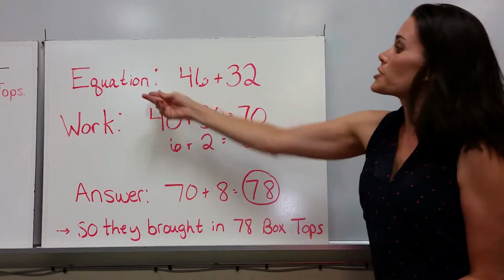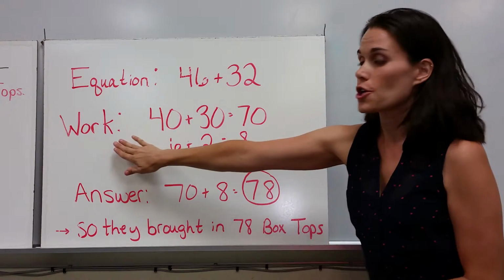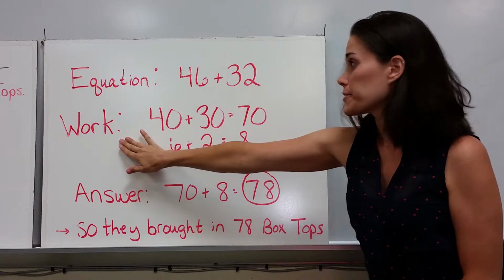We're going to start with the equation. We have to add 46 plus 32. Then we're going to show our work so that we don't make a careless error.